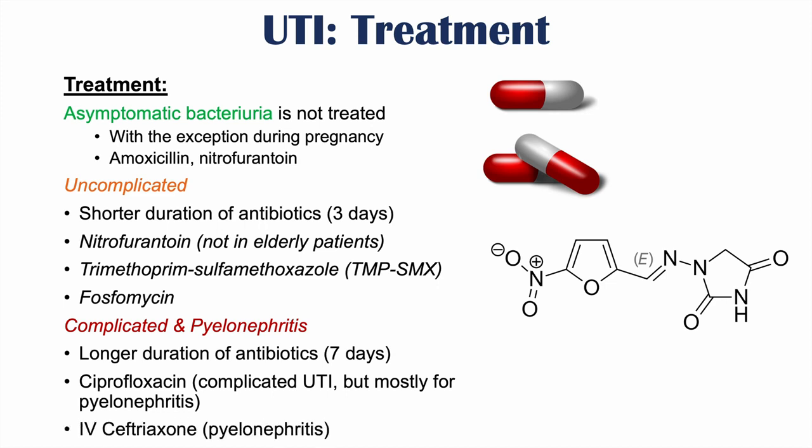And then with regards to pyelonephritis, IV ceftriaxone can be used to treat pyelonephritis. So again, in complicated UTI and pyelonephritis, it takes a little longer duration of antibiotics. And then there's a couple other options, but mostly these are going to be used for pyelonephritis, ciprofloxacin and IV ceftriaxone.